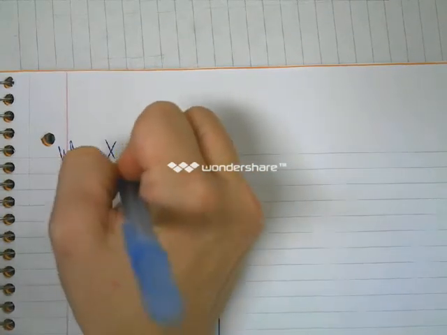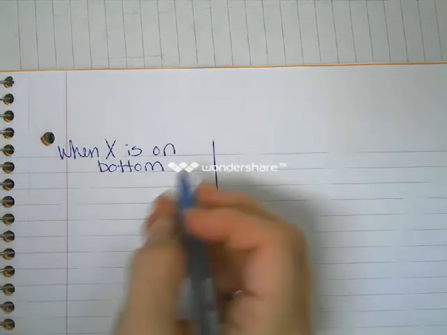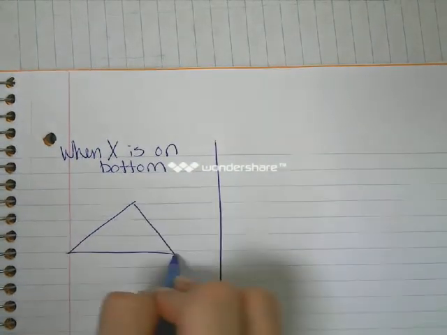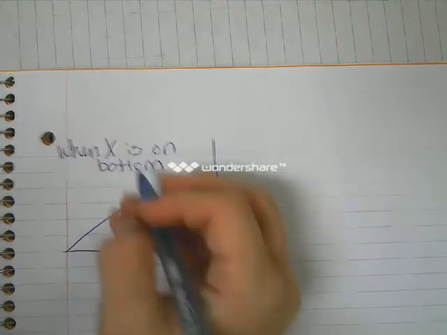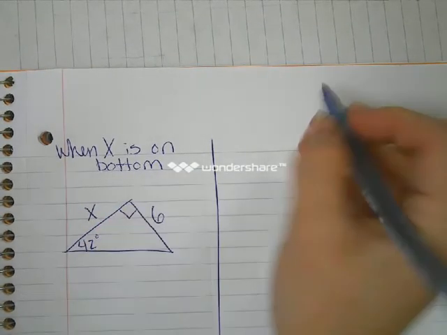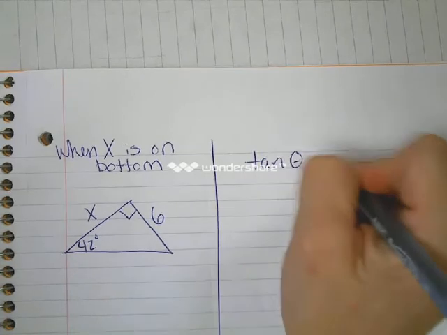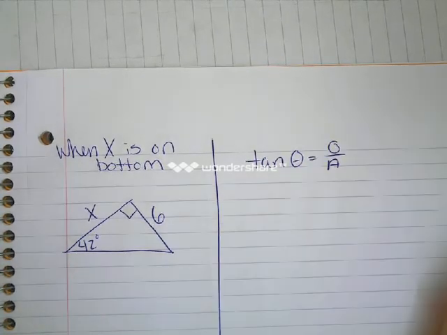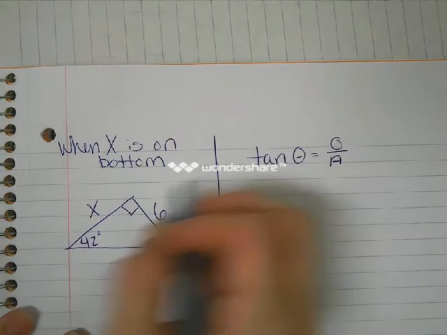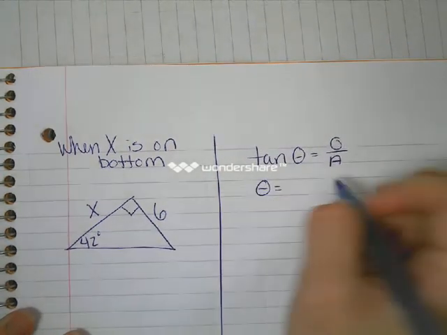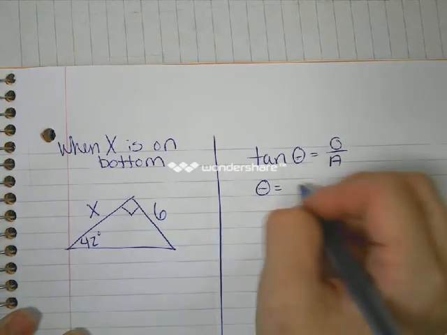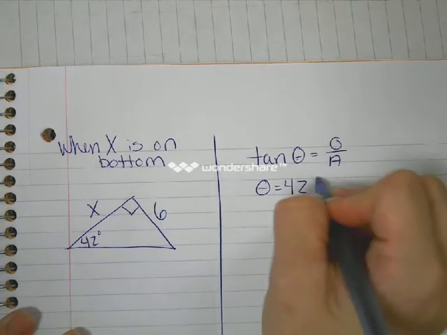Okay, what happens when you plug into the formula and your x ends up on bottom? For instance, this example. Okay, again, we're going to be using tangent. My theta. Notice I'm identifying all of these before I plug into the formula. If you start struggling tomorrow, then do it the way I'm doing it. I know my theta is 42.